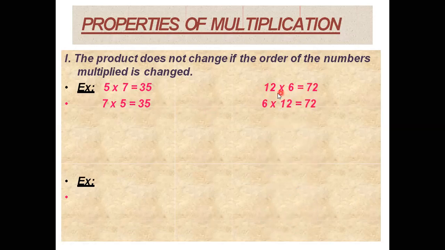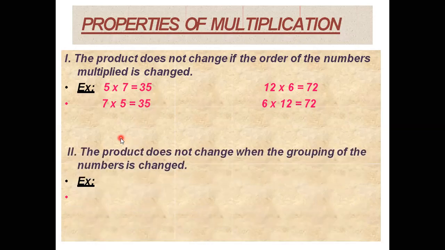Let us see one more example. 12 into 6. That means 12 6s are 72. Now I will change the order. 6 into 12. 6 12s are also 72. So however you change the order, you will get the same product only. So that is the first property: the product does not change if you change the order and multiply. Next, let us see the second property. The product does not change when the grouping of the numbers is changed.